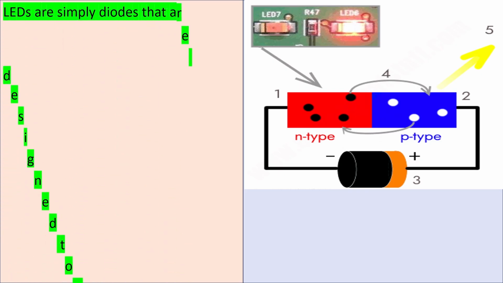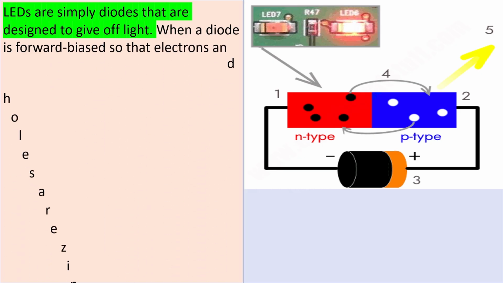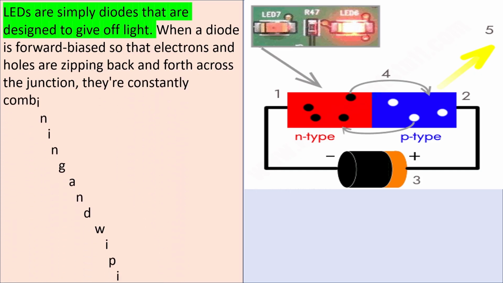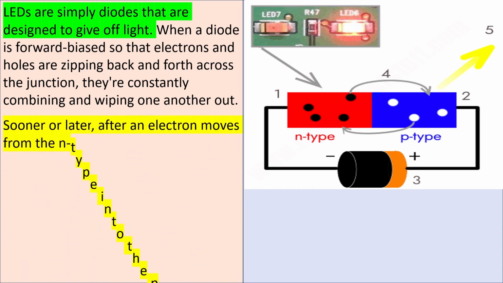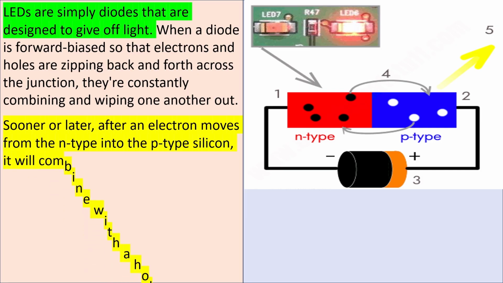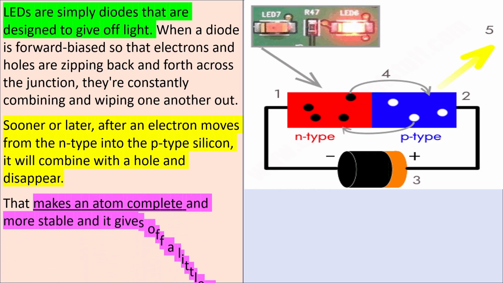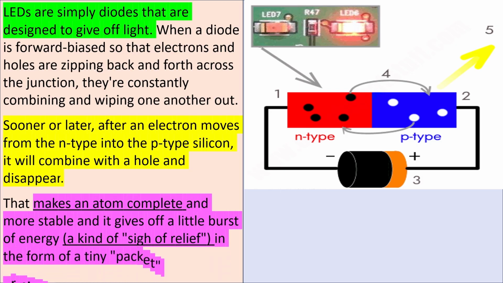LEDs are simply diodes that are designed to give off light. When a diode is forward biased so that the electrons and holes are zipping back and forth across the junction, they're constantly combining and wiping one another out. Sooner or later, after an electron moves from the N-type to the P-type silicon, it will combine with a hole and disappear. That makes the atom complete and more stable and gives off a little burst of energy, a kind of sigh of relief, in the form of a tiny packet, or photon, of light.